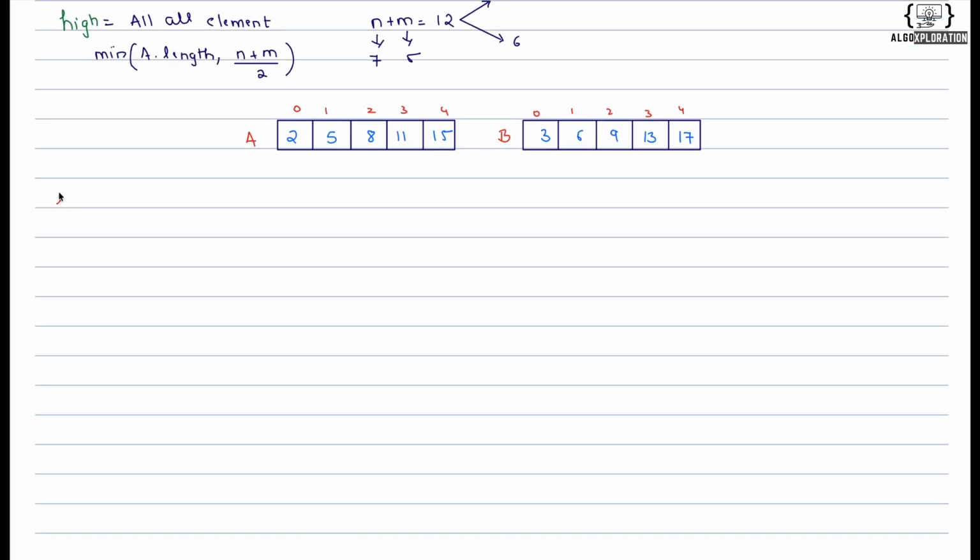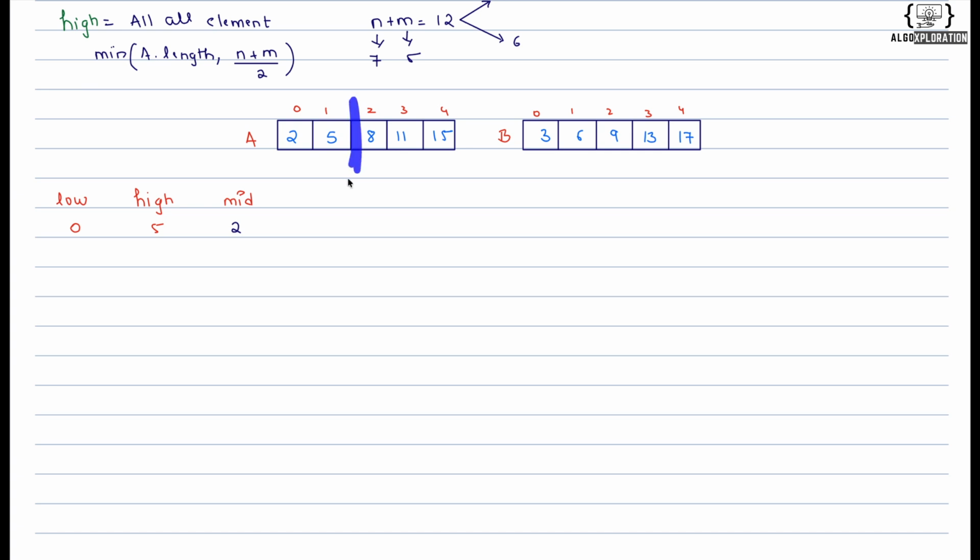Okay, low will be 0, high will be the minimum of the length of A, which is 5, and (n plus m) whole divided by 2, which is also turning out to be 5. So high is 5. And what will be the mid? Here in this case, the mid is turning out to be 2. It means that we can take 2 elements from array 1, that means the array A.